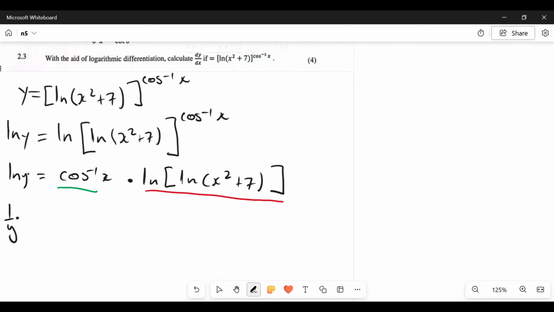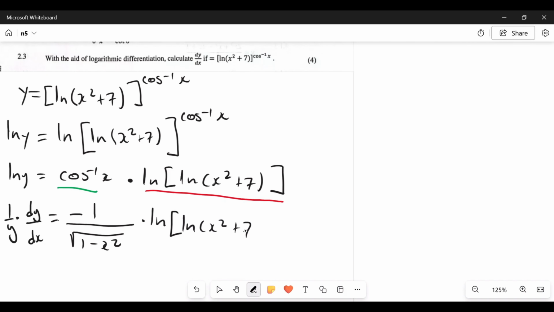But since we are deriving y with respect to x, we need to multiply this with dy over dx. There we go. We have arc cos x. If you go to the formula sheet, the derivative of arc cos x is actually negative 1 divided by the root of 1 minus x squared, multiplied by, now we leave this one here, ln open bracket x squared plus 7 close bracket, and then this is what we have.